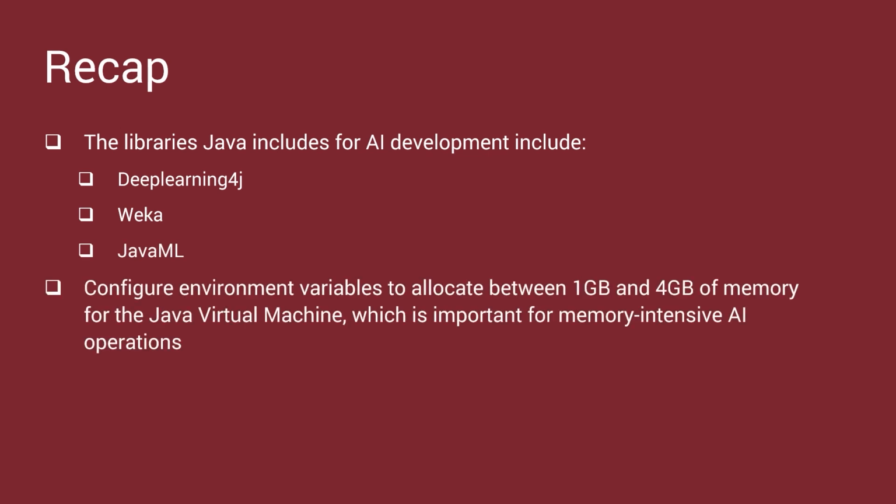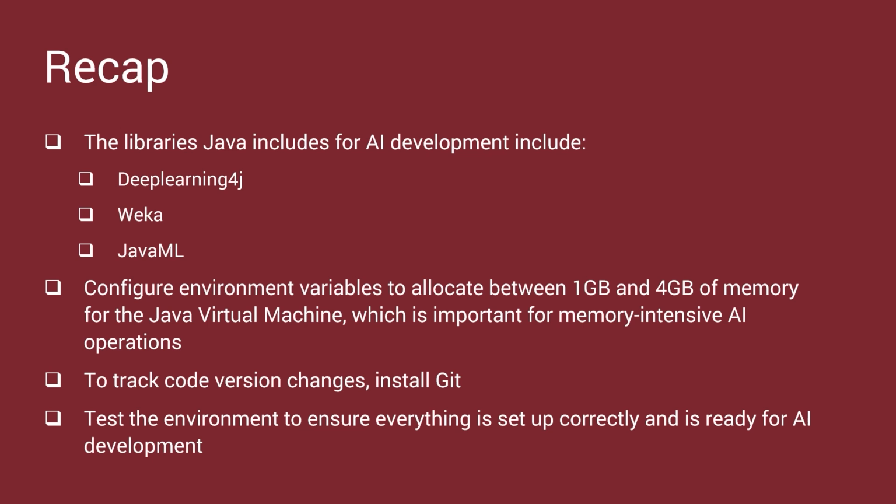Configure environment variables to allocate between 1 GB and 4 GB of memory for the Java virtual machine, which is important for memory-intensive AI operations. To track code version changes, install Git. Test the environment to ensure everything is set up correctly and is ready for AI development.